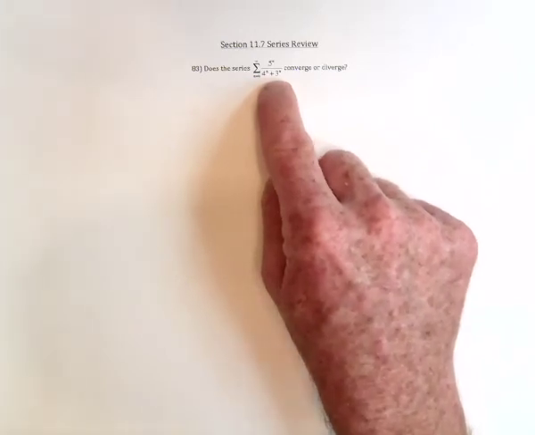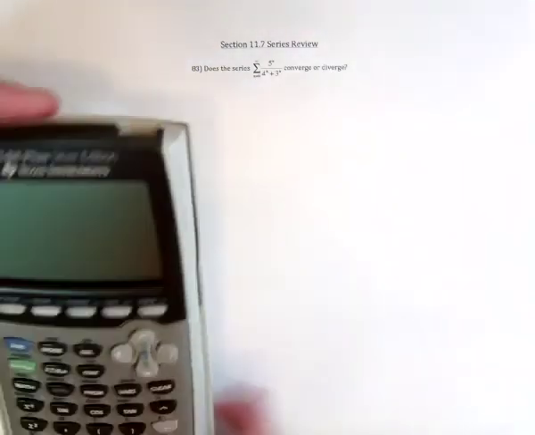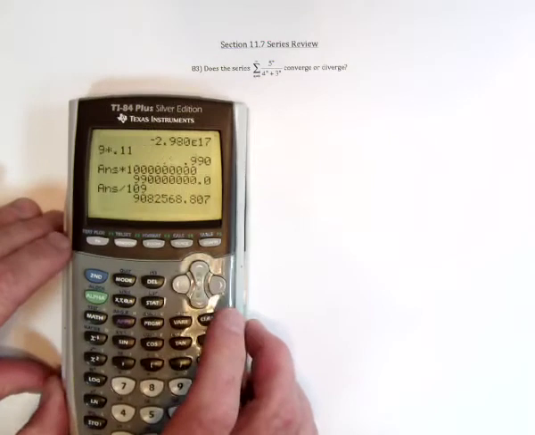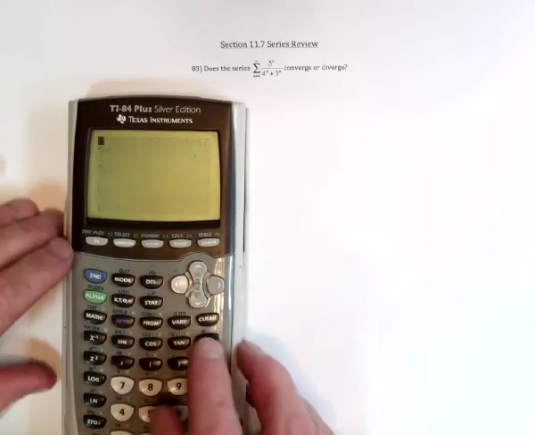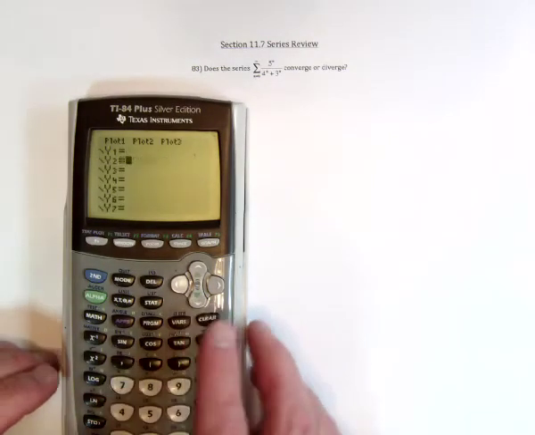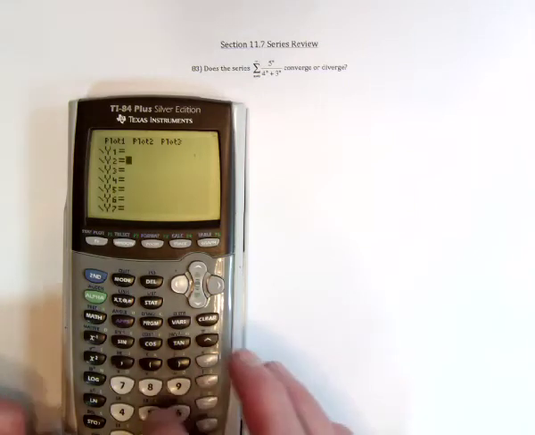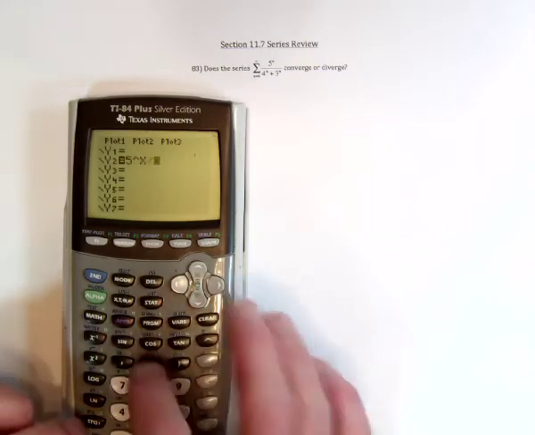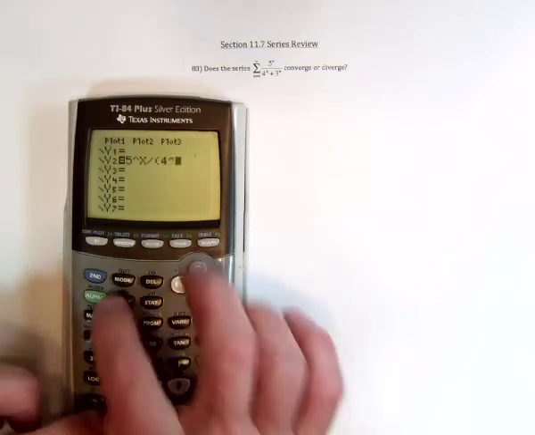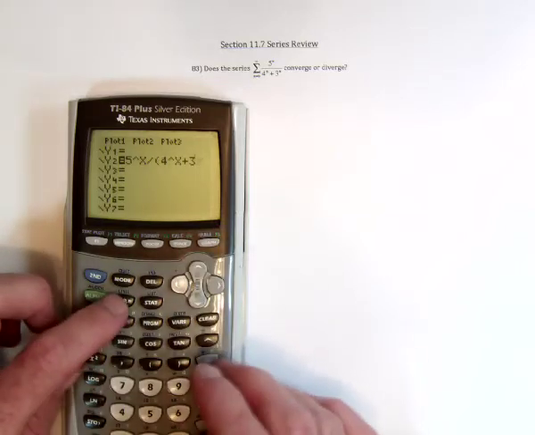So let's see. What is happening with this function? So we've got 5 to the x divided by 4 to the x plus another 3 to the x.